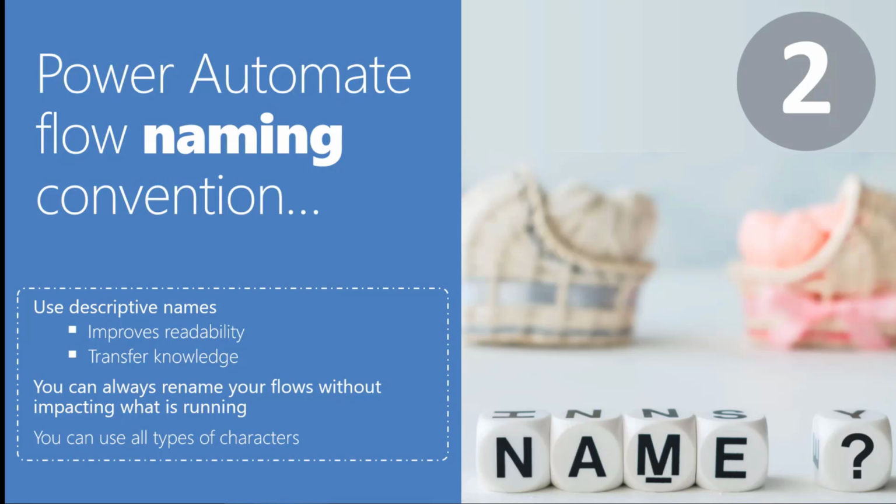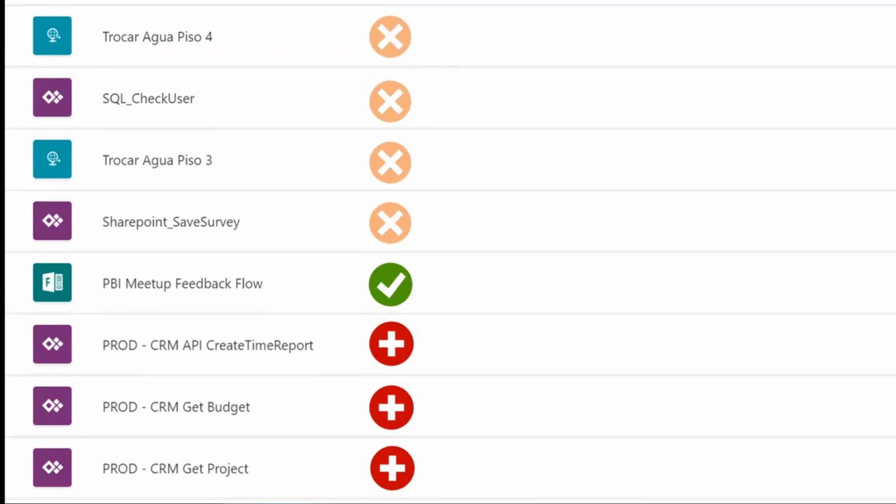It transfers knowledge between teams. So if an additional person who didn't participate initially in the process of the flow wants or needs to go and change it, it's a way for them to understand and be focused on which flows they need to change. And for the name, you can use all the characters possible, as there is no limitation.